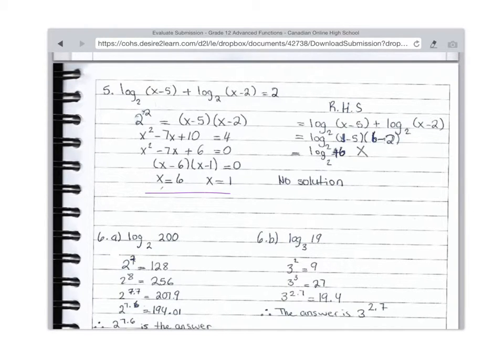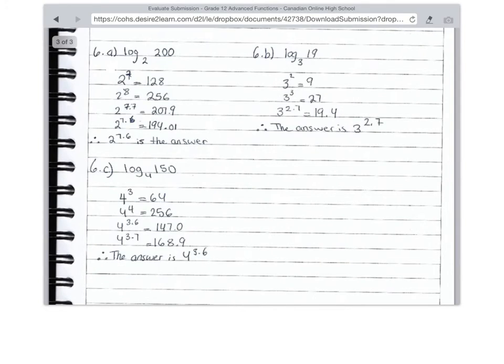When you're testing your roots in question 5, you need to do 2 different checks. You need to do one where you use x equals 6 in both cases, so a 6 here and a 6 here. And then you need to do one where you substitute a 1 in both cases, so a 1 here and here. In this case, 6 works and gives us a positive log, so 6 is a solution, but 1, you're right, does not give us a positive log in both cases, and so 1 is an inadmissible solution.